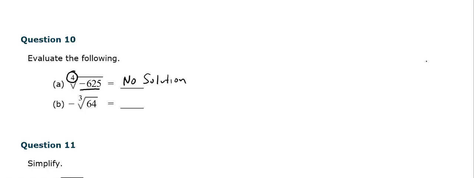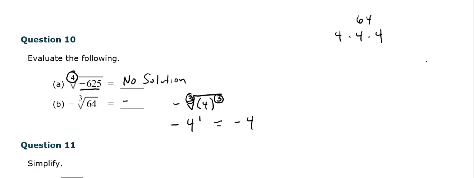For the second one, we have the opposite of the cube root of 64. So 64 can be rewritten as 4 times 4 times 4. So we have the opposite of the cube root of 4 to the third power. So now again, we do our division. So we'd have the opposite, and then our index 3 divides into our exponent 3 one time. So we know 4 to the first power is 4. So our answer would be negative 4.